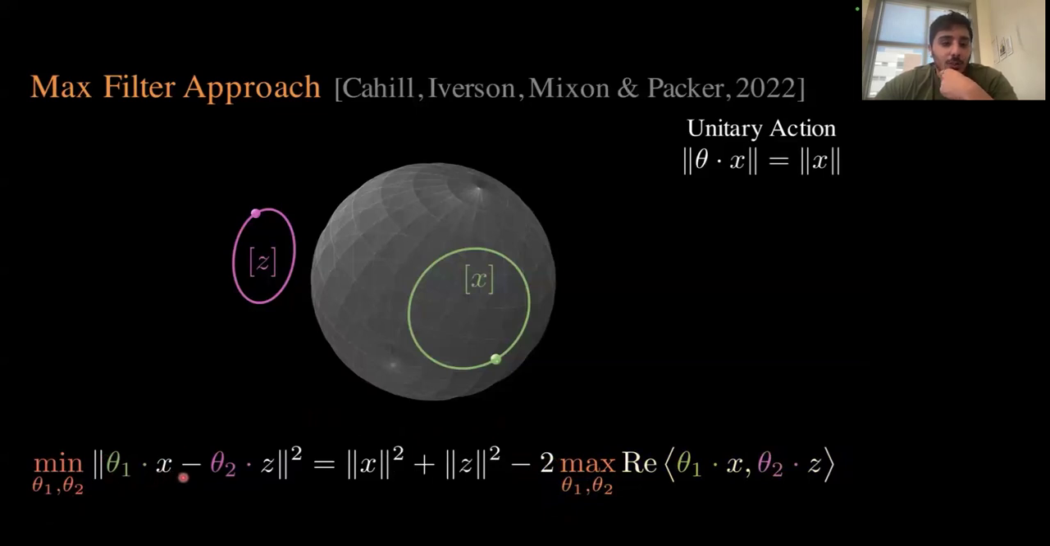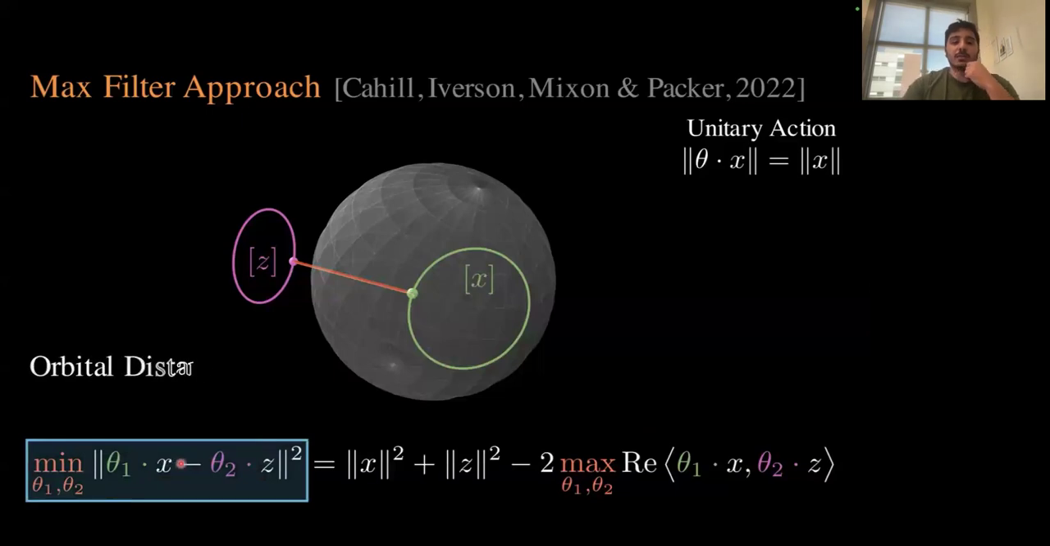And what this is saying is that you're minimizing the Euclidean distance between the orbit of x and the orbit of z. So you minimize the distance between them as sets, and you get the straight line minimizer between the minimizers. But minimizing Euclidean distance between two orbits is the same as maximizing their inner product. This is what this equation is saying. The minimizers of distance are the same as maximizers of inner product, and the minimum and the maximum are related by this equation.